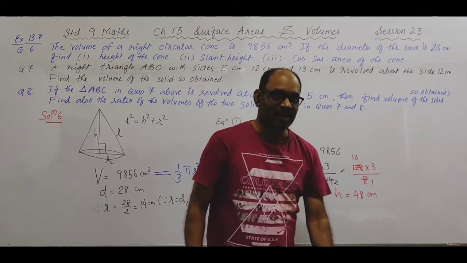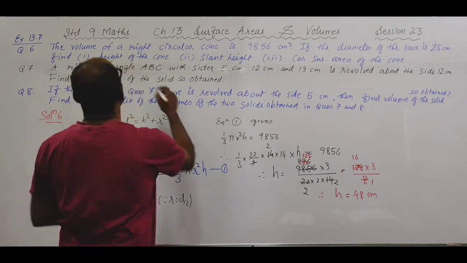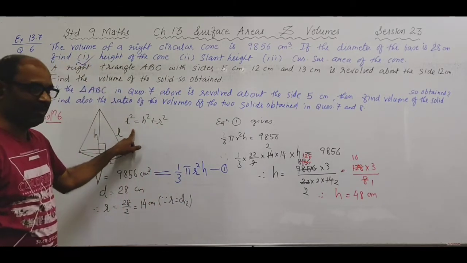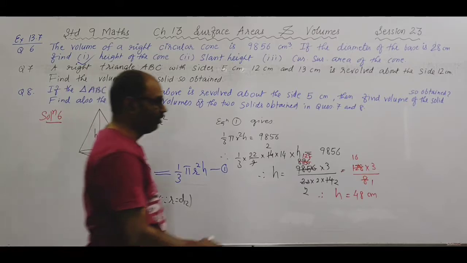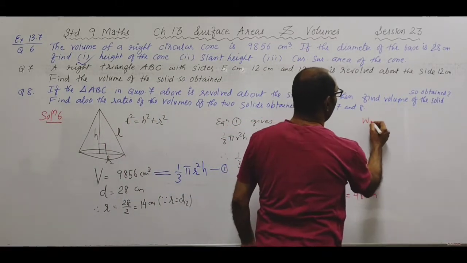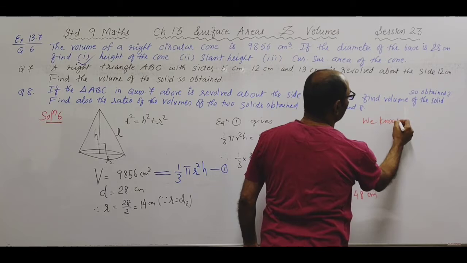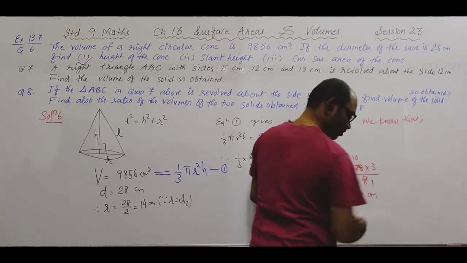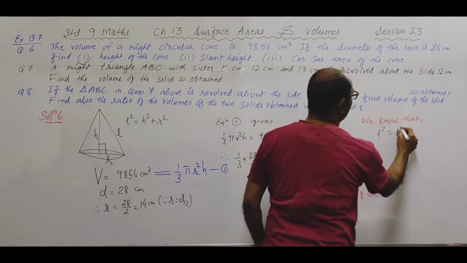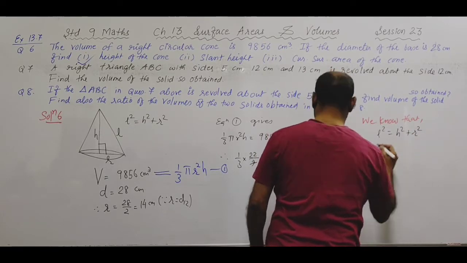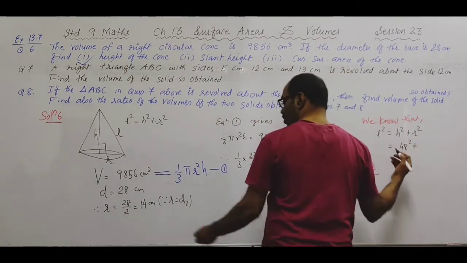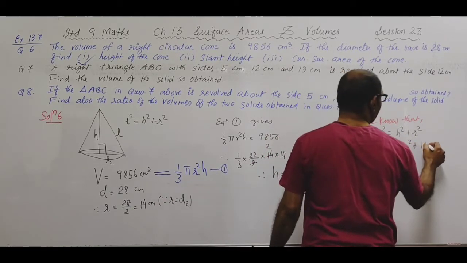Is that clear? So you have achieved your first target. Height is found. Now if you want to find slant height, there is the formula. We know that L square is equal to h square plus r square. H we got now. That is 48 square. R also is available. 14 square.